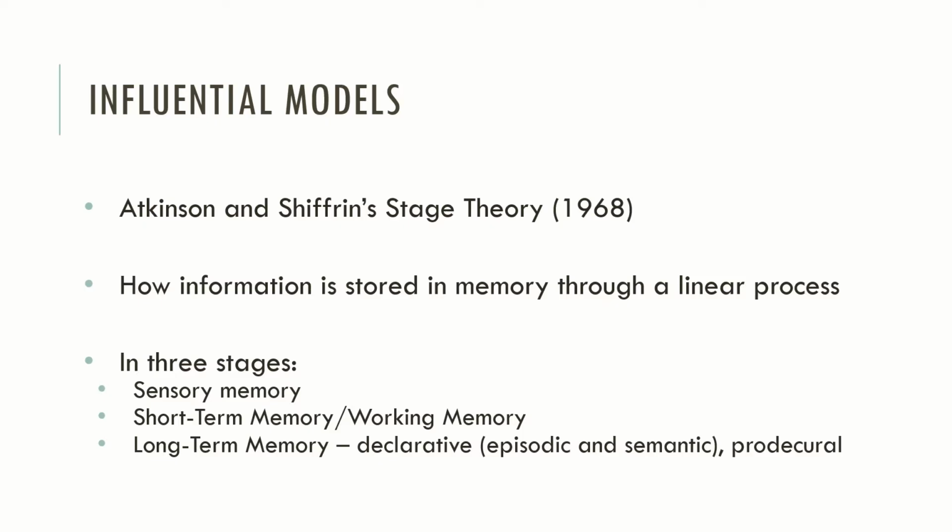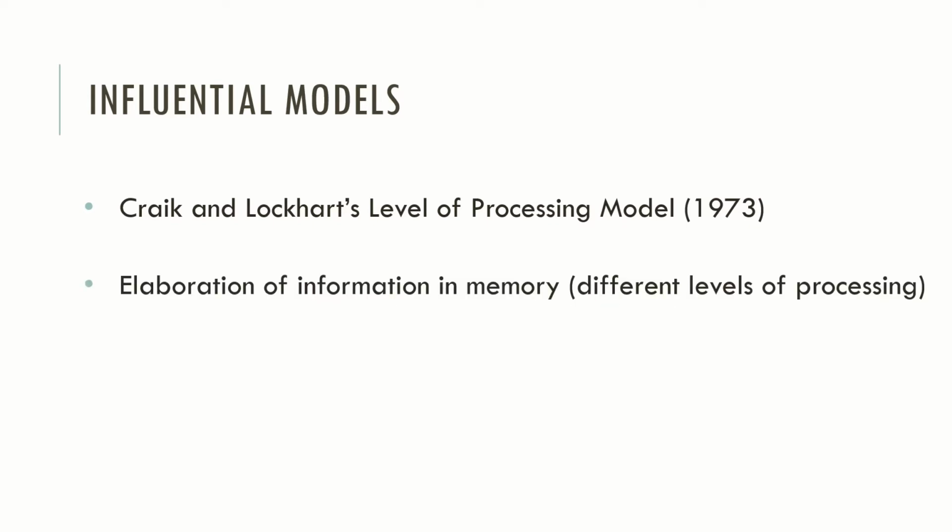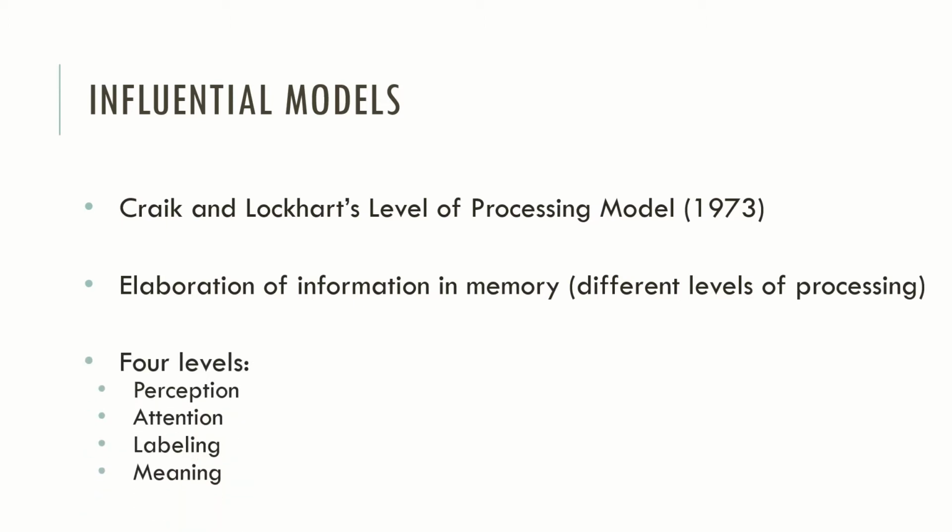So another model is the Craik and Lockhart levels of processing model, which is also a very important model in this paradigm. They stated that the elaboration of information in memory may take different levels, from the surface level to a deeper level. At the first level we can find perception, below we can see attention, and then we can look at labeling information, and then we look at the meaning attribution, okay? When you start to attribute meaning to the information or meaning to the events, it means that we are getting to a deeper level of the information processing.